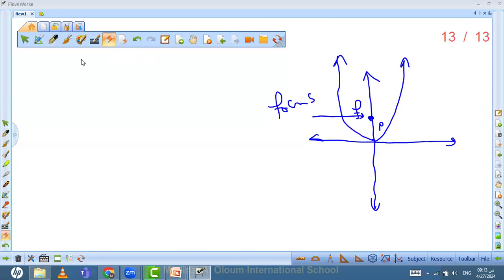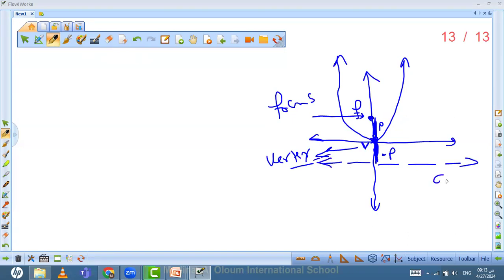Okay, length from what? From vertex to focus. This point is a vertex. From vertex to focus is called P. And the other distance is the same distance down, which is negative P. This line is called the directrix. Any point on the parabola is at equal distance from the focus and the directrix. And any point on the parabola is x, y.